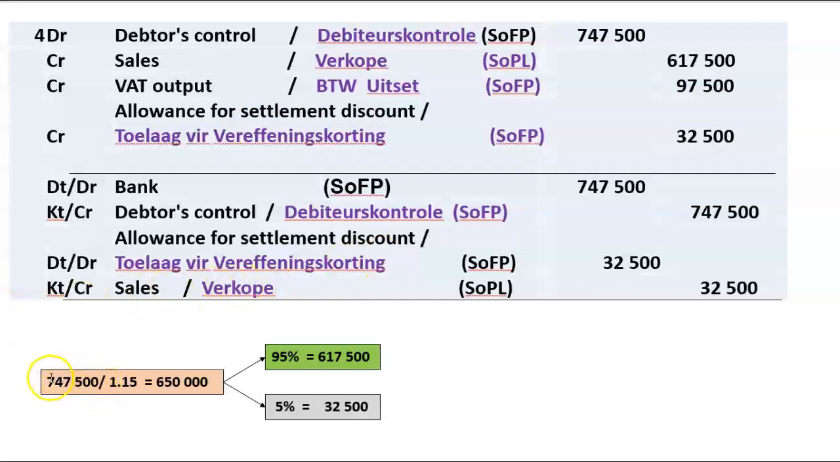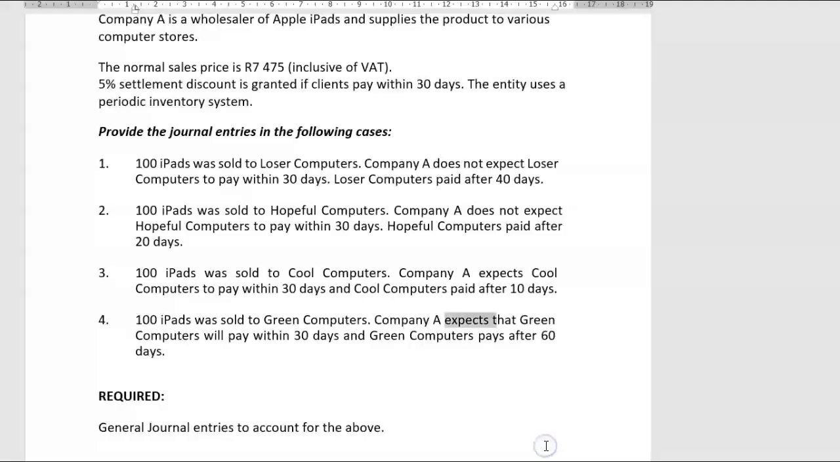So the VAT on the invoice is the 747,500 less the 650,000. That we're going to take to VAT output, and that is 97,500. So when we record the sales transaction, already 95% of the VAT exclusive amount was posted to our sales account. Now settlement takes place. What is the question that we ask ourselves when settlement takes place? Green Computers pays after 60 days.